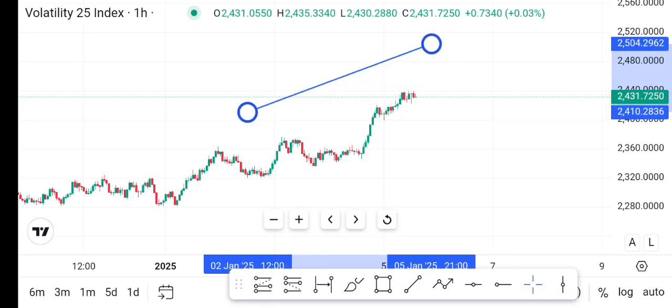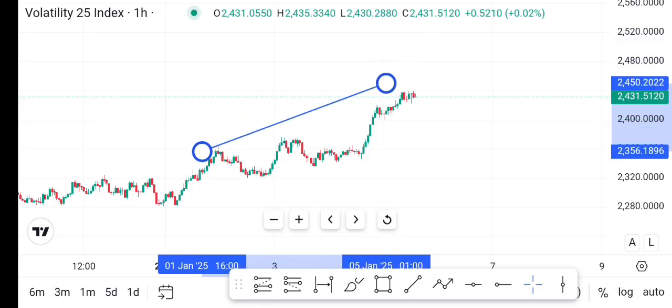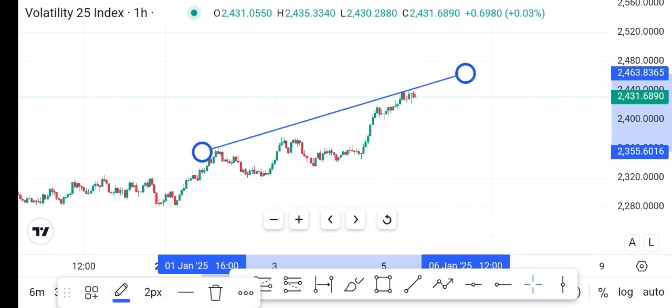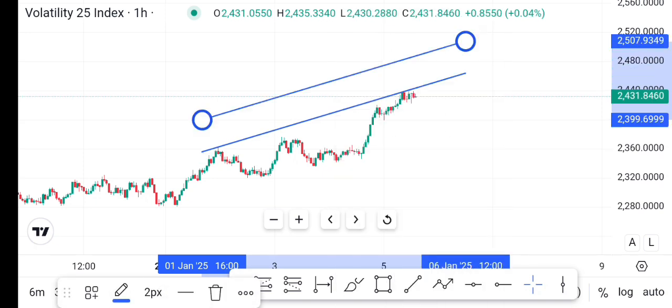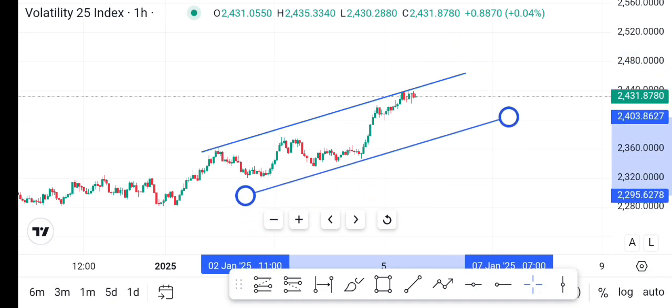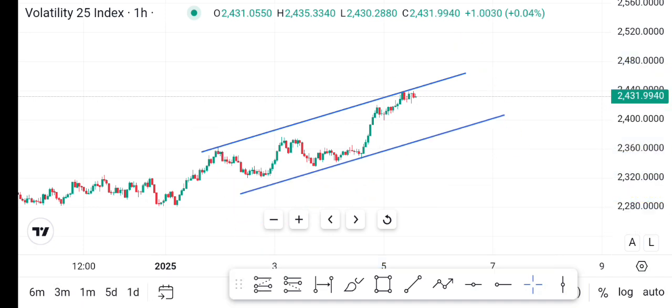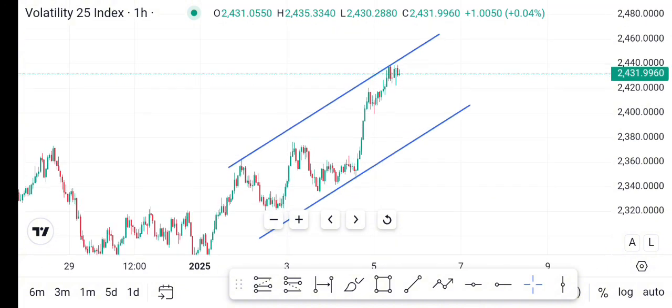You can also add one here like that, and we clone this and put it to the downside. So this is our uptrend. We can see that the market is going up.